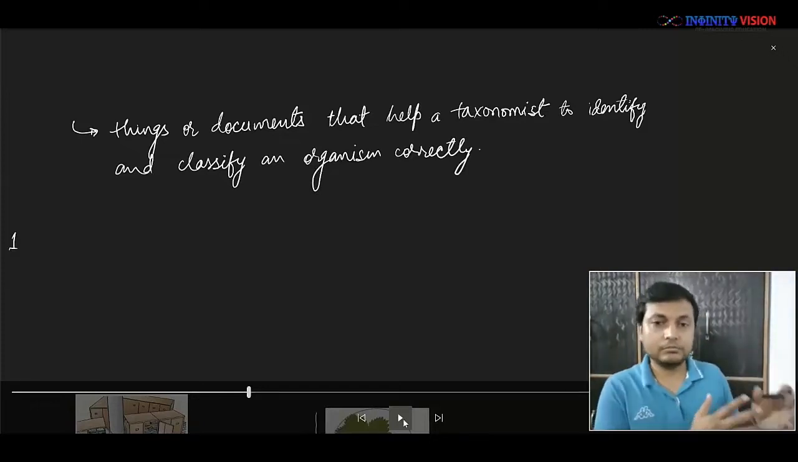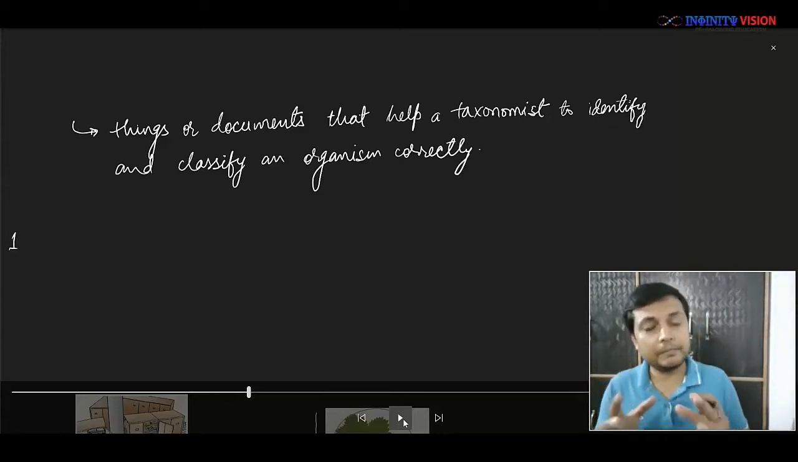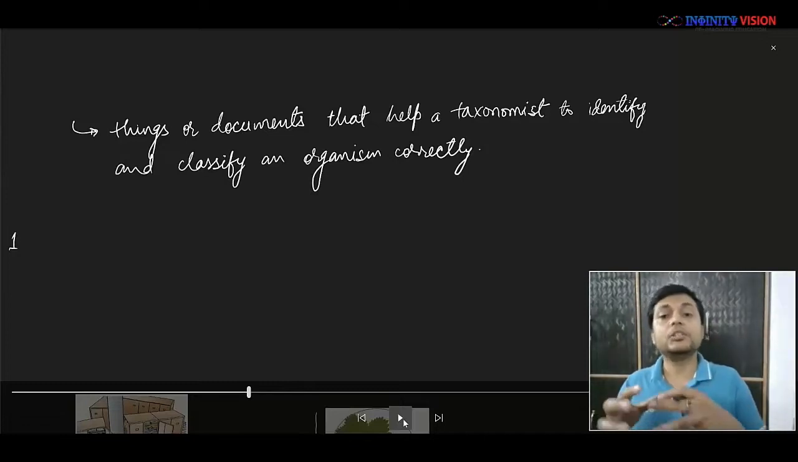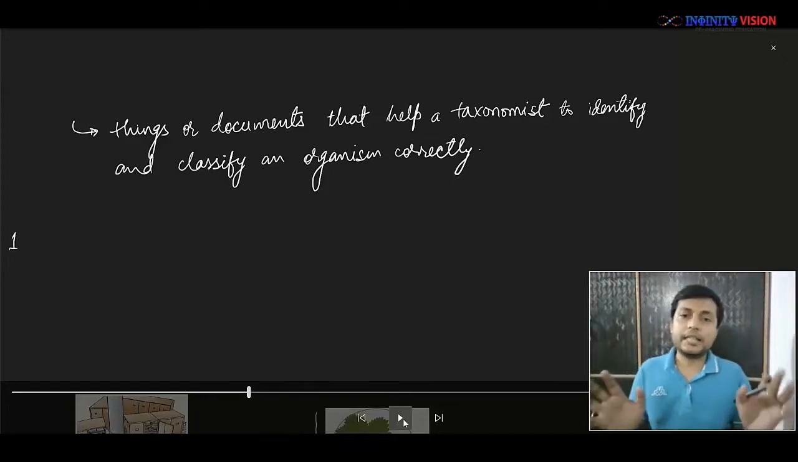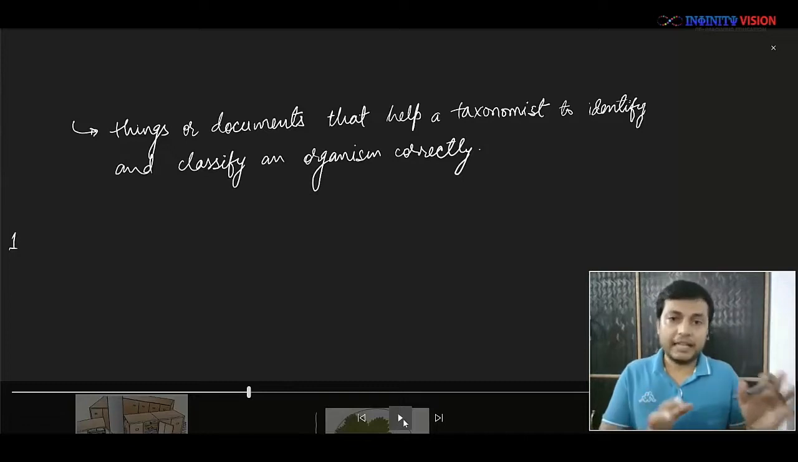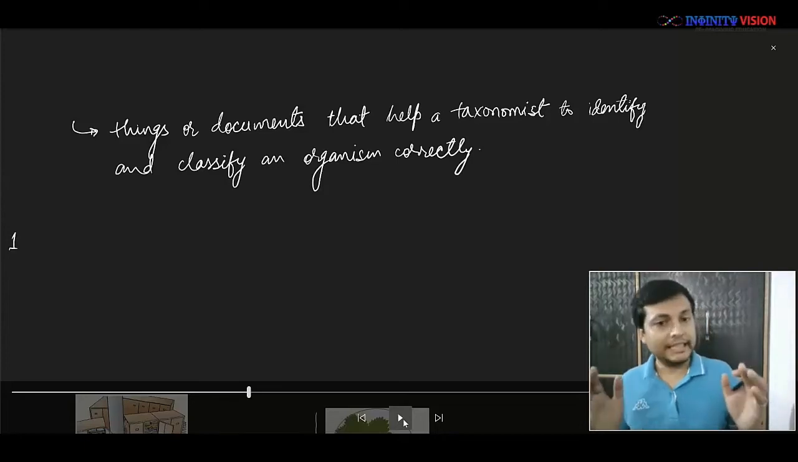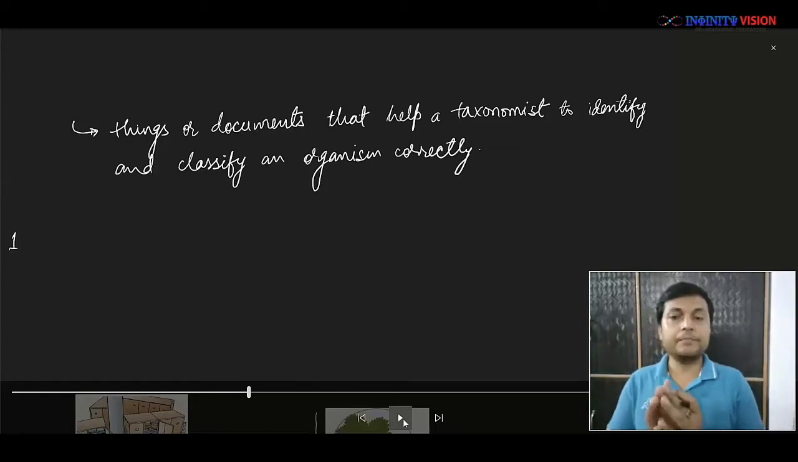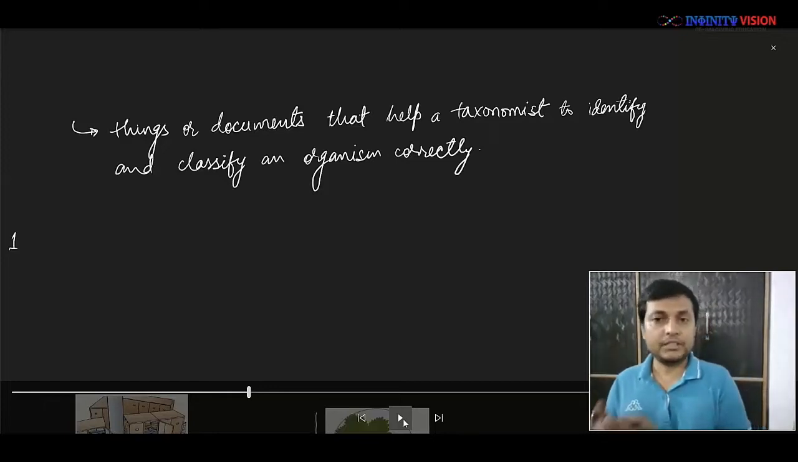Aid का मतलब क्या होता है? सहायता. Like you already use first aid, first medical help, right, is called first aid. वैसे aid का मतलब है help. Taxonomical aid मतलब ऐसी चीजें which are going to help in doing taxonomy. So all such things or documents that help a taxonomist in identifying and classifying an organism correctly are known as taxonomical aids. Let's see what these things or documents are, one by one, especially the taxonomical aids that are discussed in the NCERT, which are relevant for us.